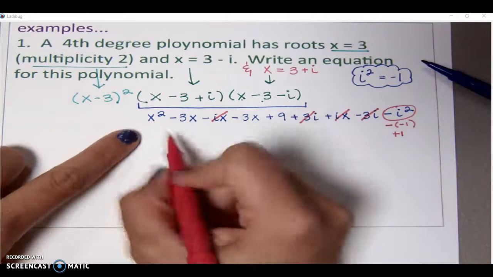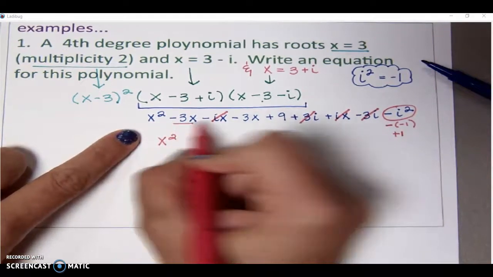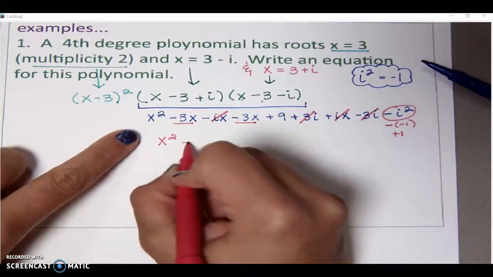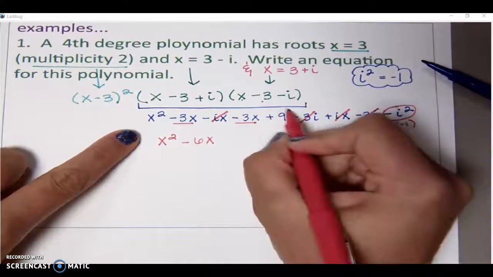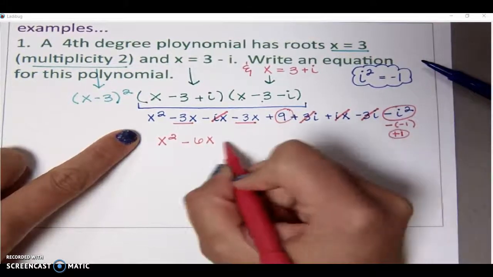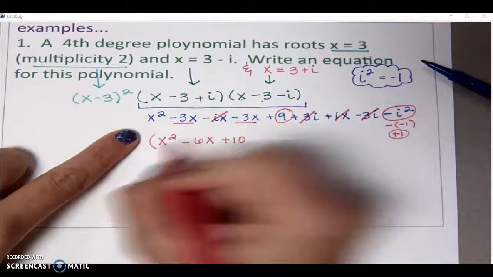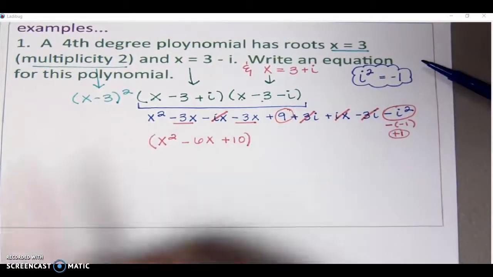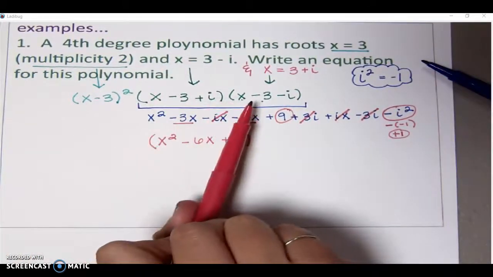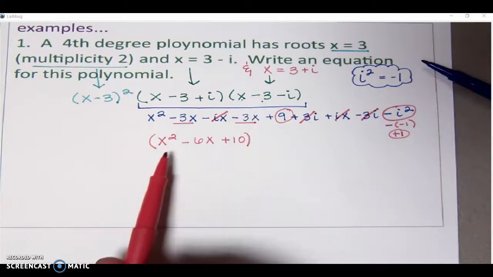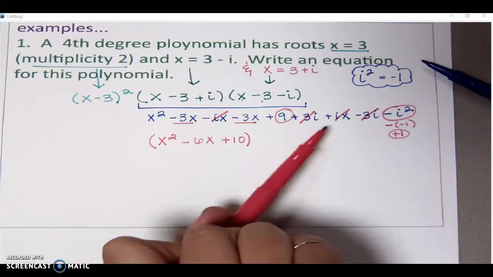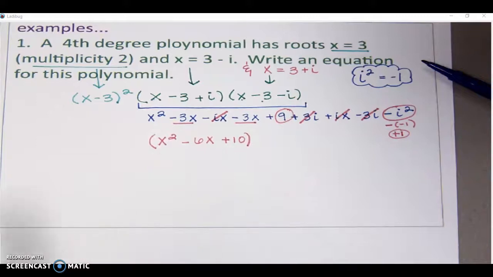So to write this out, we have x squared, we have negative 3x and negative 3x that I can make negative 6x. And then I have this 9 and this 1 that will give us a 10. So when we multiplied out those two imaginary factors, all the imaginary numbers canceled out, which they should, and we just ended up with this quadratic here.